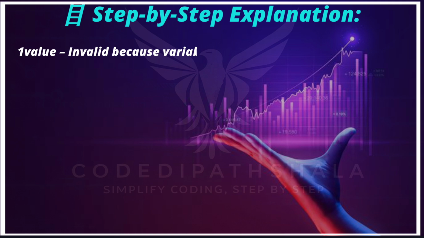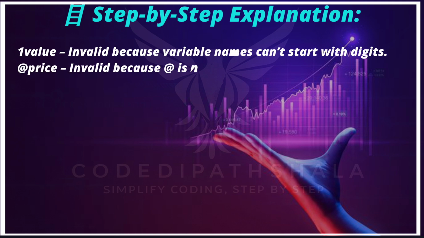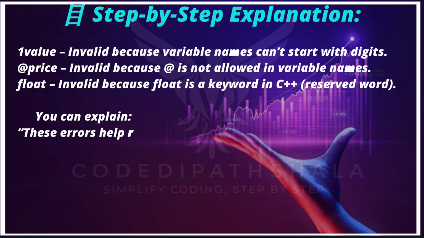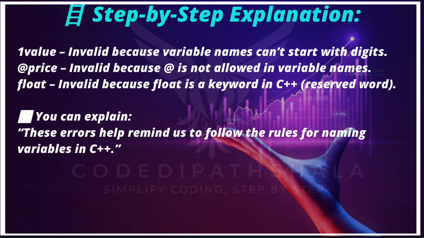Step-by-step explanation. 1. 1value is invalid because variable names can't start with digits. 2. @price is invalid because @ is not allowed in variable names. 3. float is invalid because float is a keyword in C++, a reserved word. These errors help remind us to follow the rules for naming variables in C++.